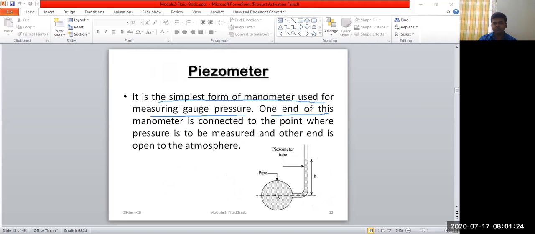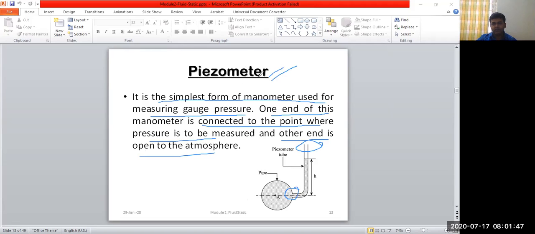One end of this manometer, that means one end of the piezometer, is connected to a point where the pressure is to be measured. So this is the end where the pressure is to be measured, and the other end is open to atmosphere. This is the other end that remains open to atmosphere. So this type of arrangement is called the piezometer. This is a type of manometer.